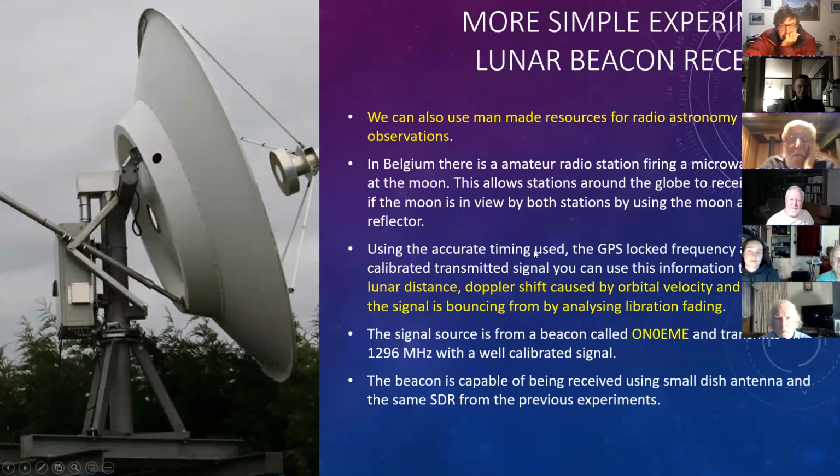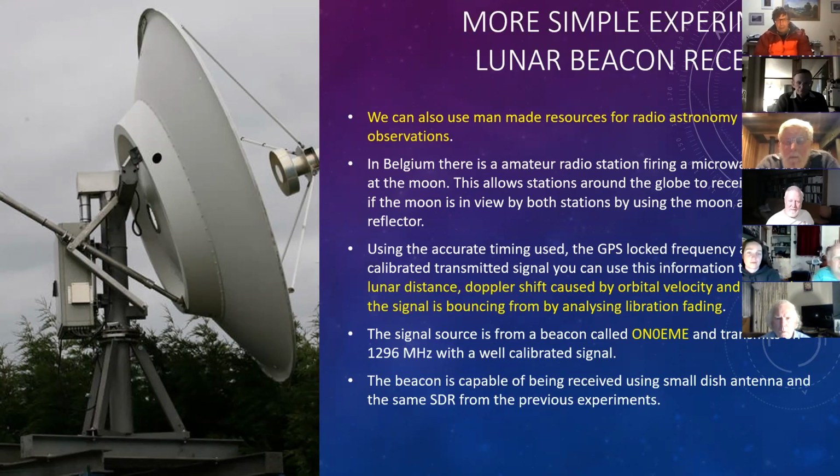Now, what about other stuff that you can do? Well, you know, that little RTL dongle, you can use that for some other stuff as well. The moon also is not a natural emitter of radio signals, but it is a very, very good reflector. And we've been using the moon as a passive reflector since the 60s really.